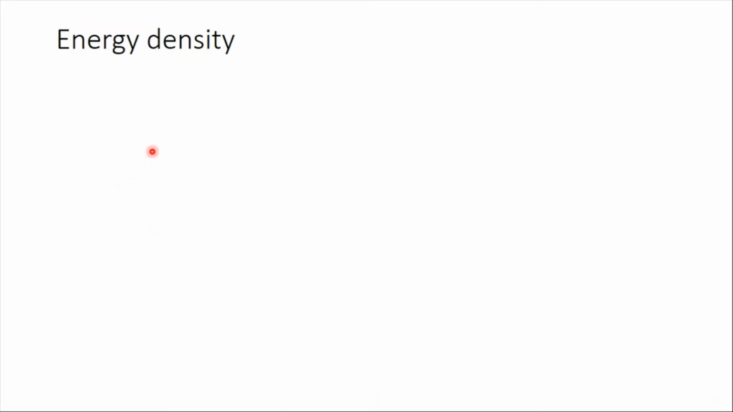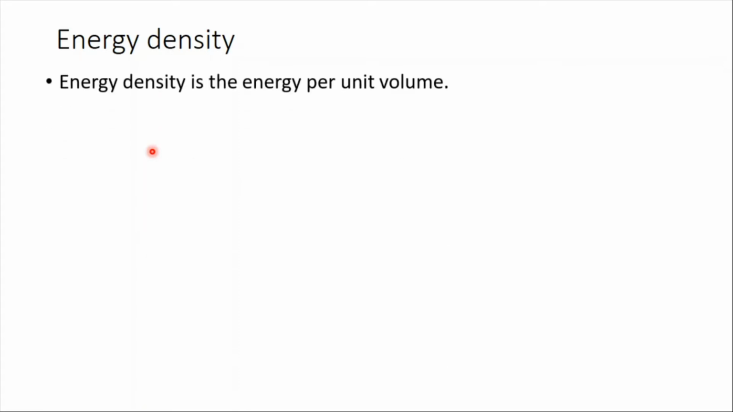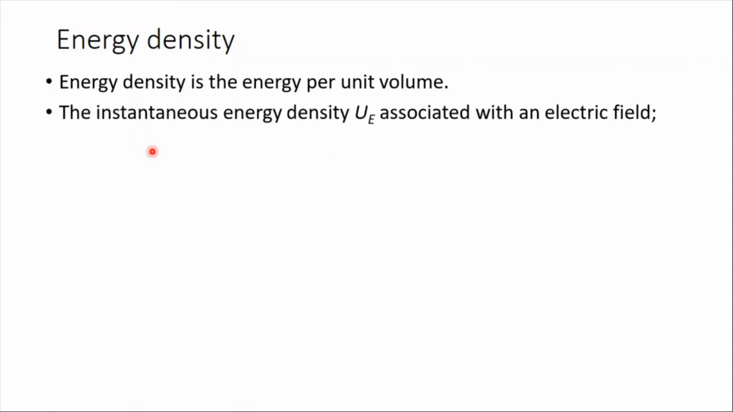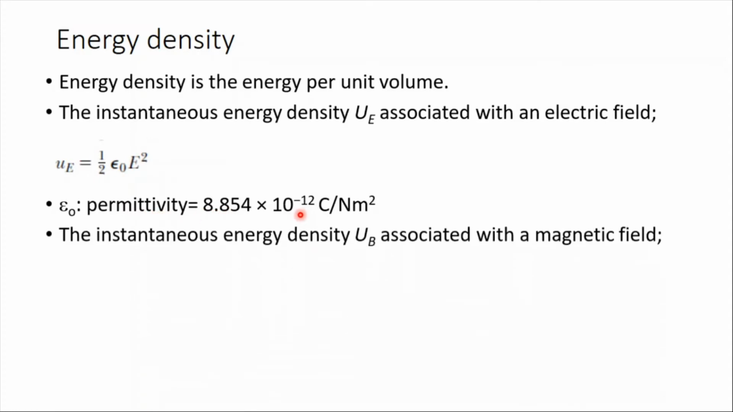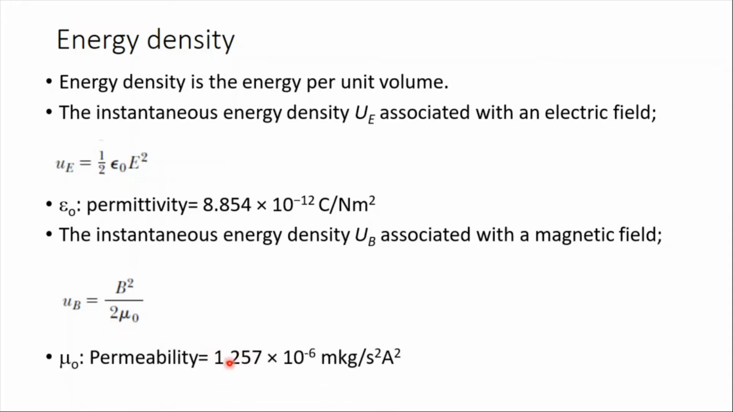Let's start learning about energy density to learn the energy transferred by electromagnetic waves. The energy density is the energy per unit volume, and the instantaneous energy density associated with the electric field is equal to 1 over 2 epsilon 0 E square. Here, E is the electric field, and epsilon 0 is the permittivity, equal to 8.85 times 10 to the negative 12. On the other hand, the instantaneous energy density associated with the magnetic field is equal to B square over 2 mu 0. Mu 0 is the permeability, and it's approximately equal to 1.26 times 10 to the negative 6.